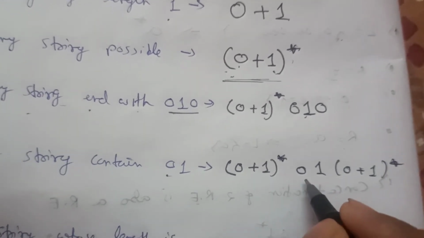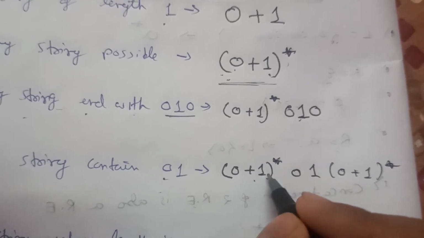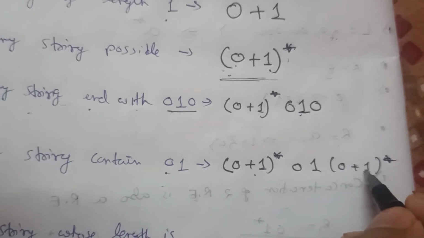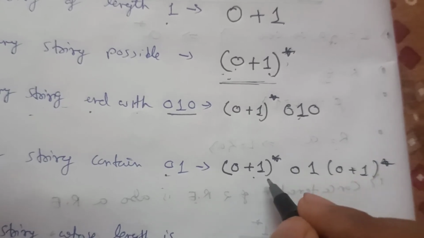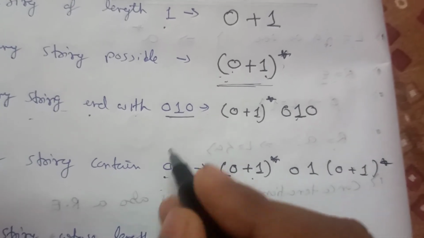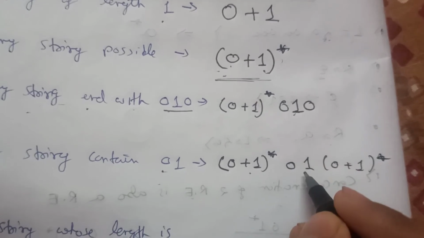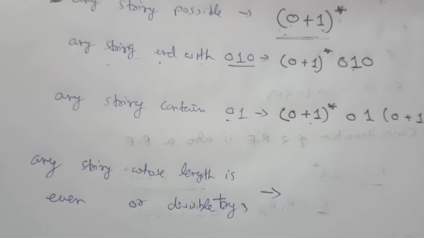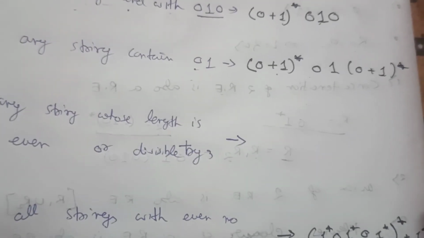So see here, I already showed you that star contains null also. If this becomes null, then 0 1 will be at the beginning, and if this becomes null, then 0 1 will be at the end, and if both of them become null, then the string will only contain 0 1. And also if these two are not null, then there can be any number of combinations possible, but it will always contain a 0 1. Okay, so this is how to do these things.